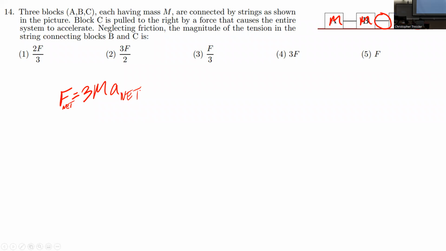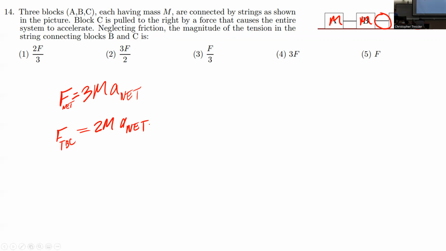So then after that, we're looking for the force of tension in this rope. So I'll just call it force of tension. And if you wanted to be specific, it would be the force of tension between B and C. Well, notice that now we have A and B, right? The only two masses that this is pulling are the mass of A and B. So what would the total mass between those two be? 2m. So now we have 2m times A net.